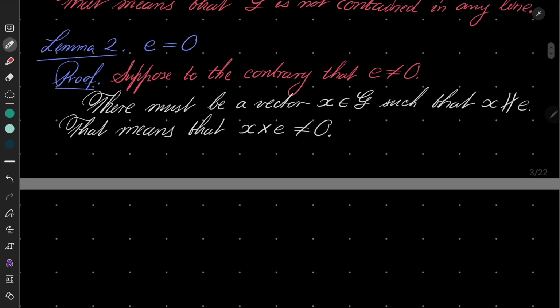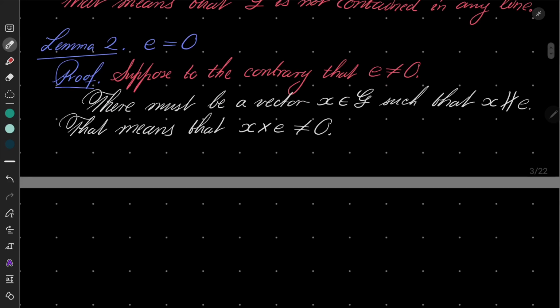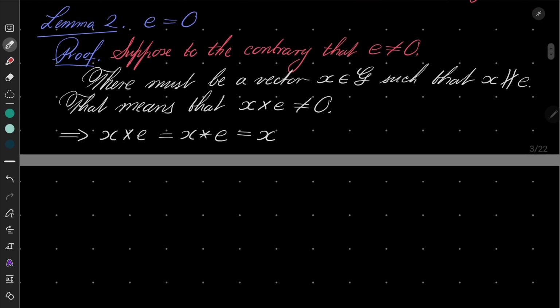Very well. But since this is not zero, by the formulation of our problem, that implies that X cross E equals just X star E. And E is just the neutral element of our group, so it's just X. And now we have a problem. It's a problem because we know that X cross E is perpendicular to X. It's a contradiction.